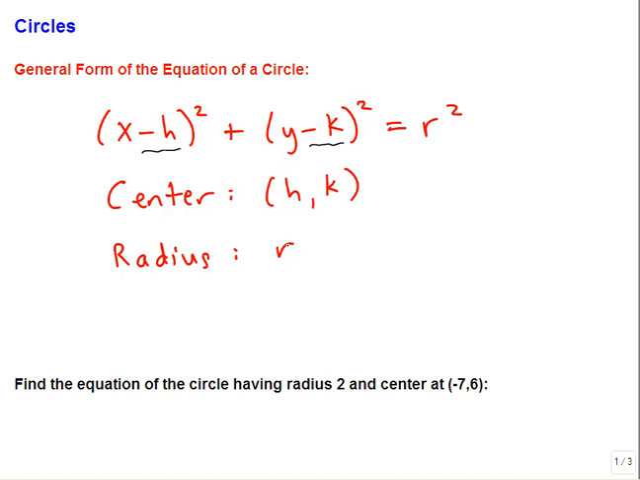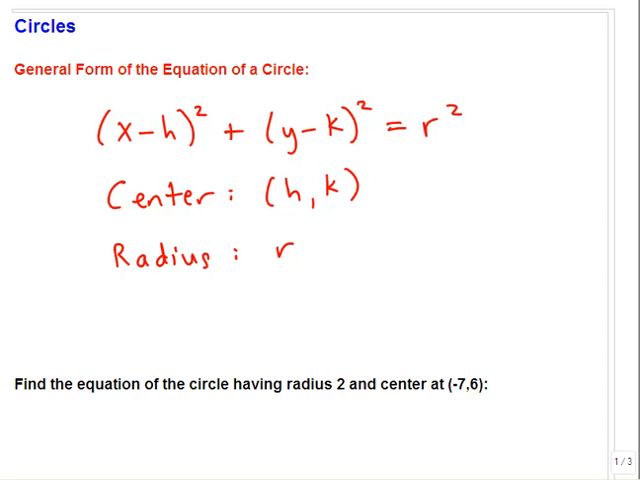The other thing to notice is the radius. You're going to get a constant over on this side of your equation, and that constant is the square of what your radius is. To find out what the actual radius is, you want to take the square root of that constant. So let's practice this just a little bit.